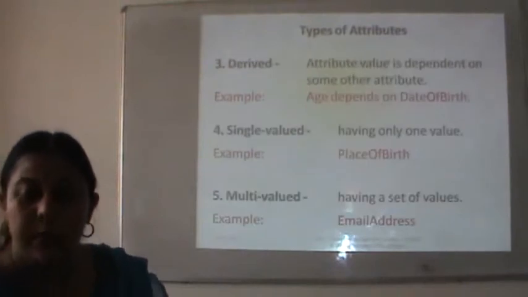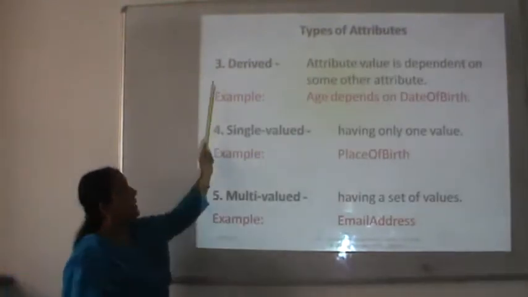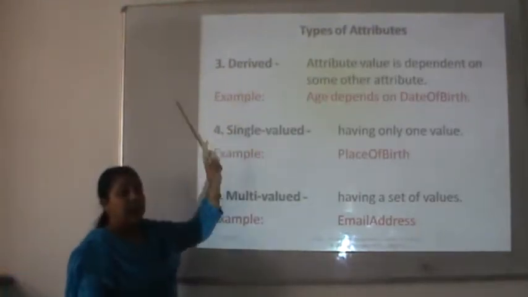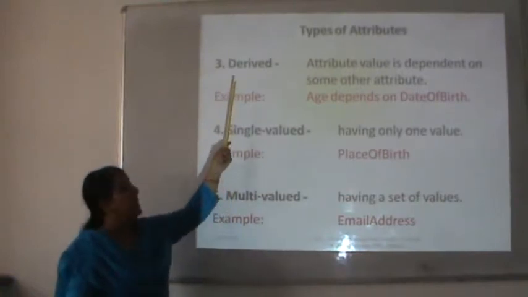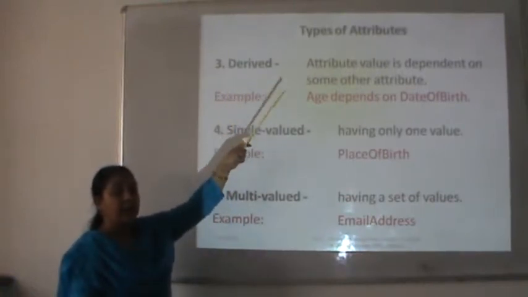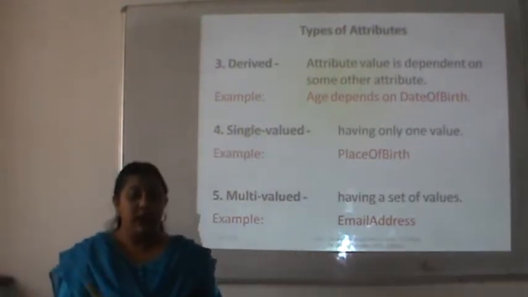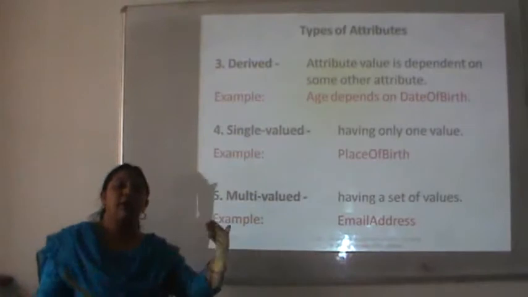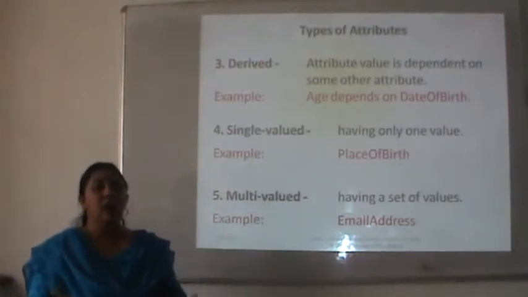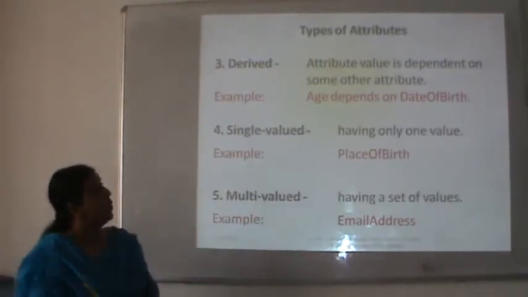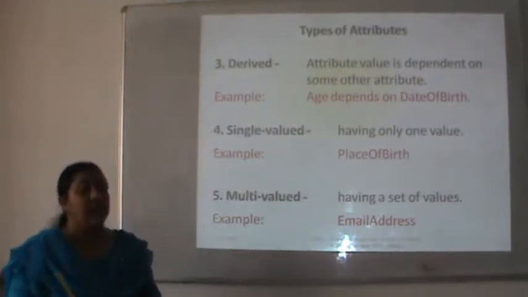Another one is derived attribute. It's clear by the name itself that it is derived from some other value. So the attributes whose values can be derived from some other attribute's value are called derived attributes. So the attribute value is dependent on some other attribute.